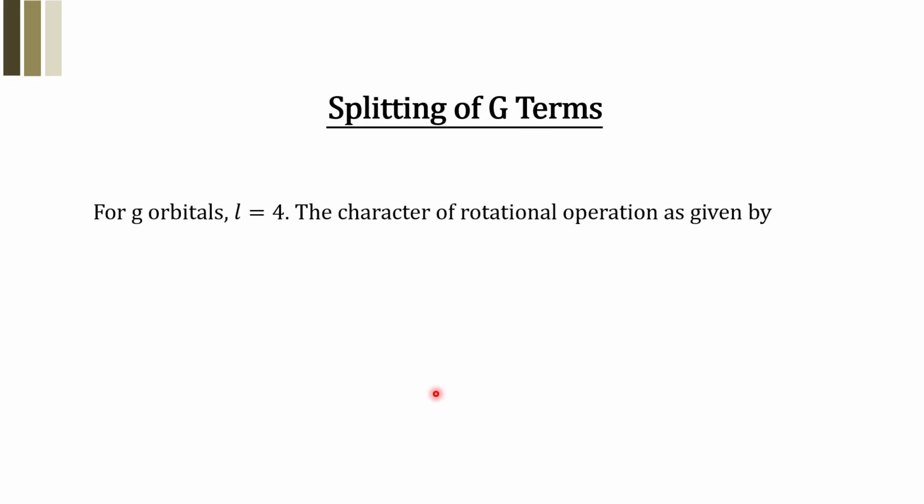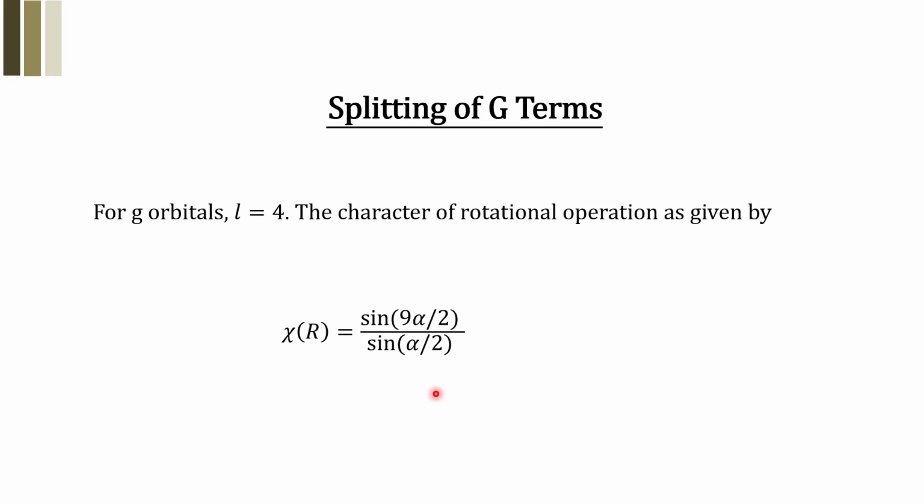When you talk about G terms, for G, L is equal to 4, and it is going to assume -4 to +4 including 0, so we will have something like sine 9 alpha by 2 divided by sine alpha by 2.